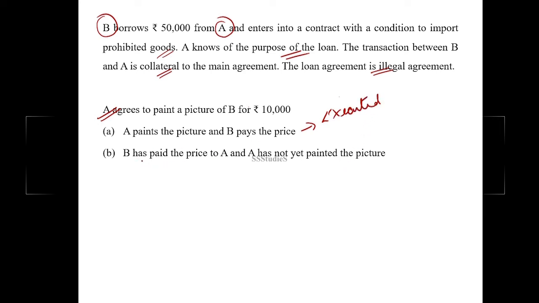Whereas in the second scenario, B has paid the money to A for painting the picture, but A is yet to paint the picture. In this case, the contract is called an executory contract. Or in case B has not paid the price and A has not yet painted the picture, but they will do it on a later date, in such cases also it is called an executory contract.